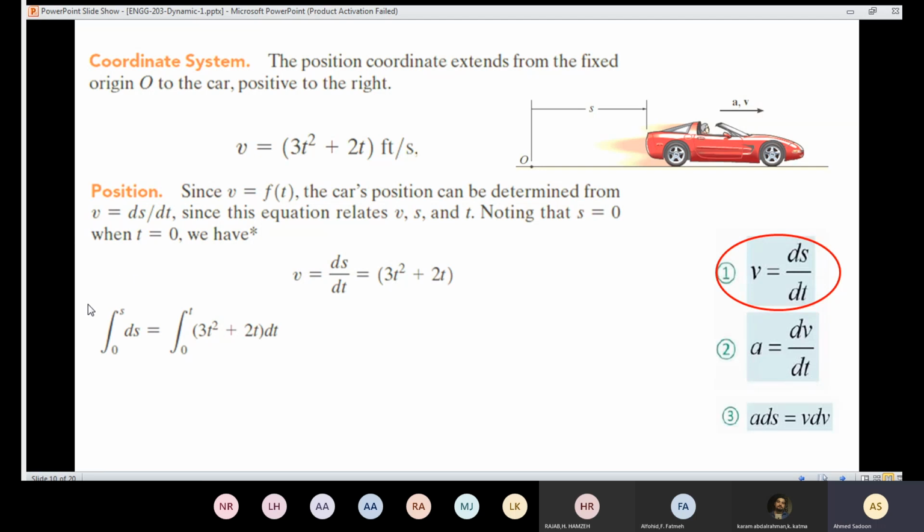Now, how am I going to know the integration limits? Remember, he said that when the time is 0, the displacement is also 0. So we are going to go from 0 to s and from 0 to t. Integrating this part, we are going to have s, and integrating that part, we are going to have t cubed plus t squared from 0 to t. Then I'm going to have s equals t cubed plus t squared.